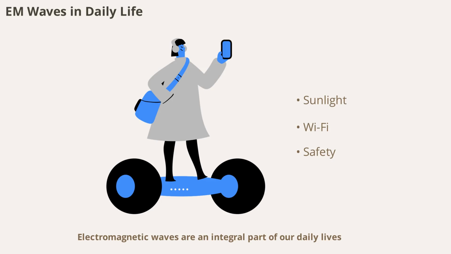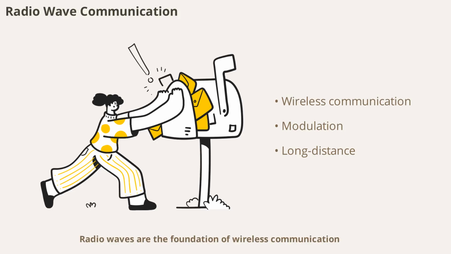Electromagnetic waves are an integral part of our daily lives. From the sunlight that warms us to the Wi-Fi signals that connect our devices, EM waves enable countless conveniences. Understanding their properties helps us use them safely and effectively, whether it's protecting ourselves from UV rays or optimizing our communication networks.